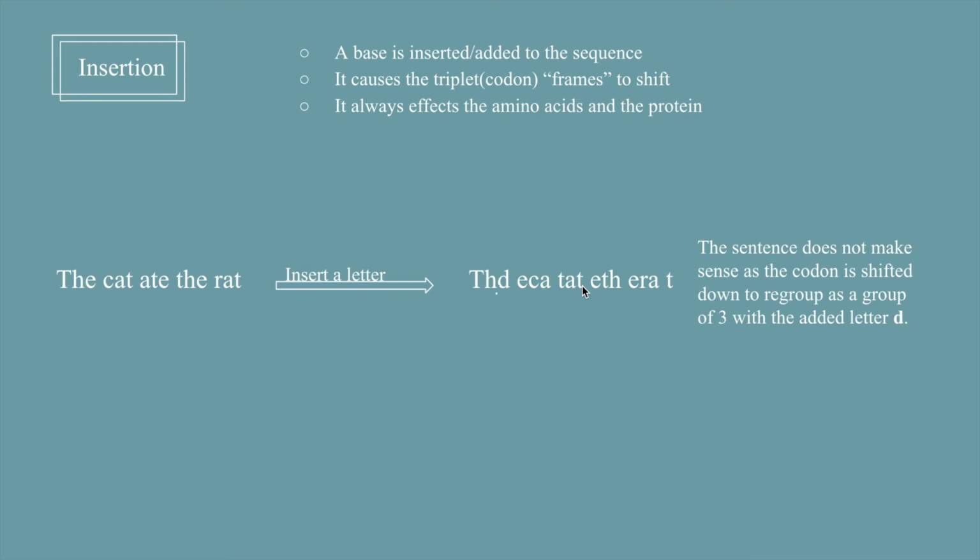Finally, insertion is when a base is inserted or added to the sequence. It causes the triplet frames to shift. Like deletion, it always has an effect on the amino acids in the protein. Using the sentence, "The cat ate the rat" again, if we inserted the letter D between H and E, the sentence would not make sense and the codons are shifted down to regroup as groups of 3.